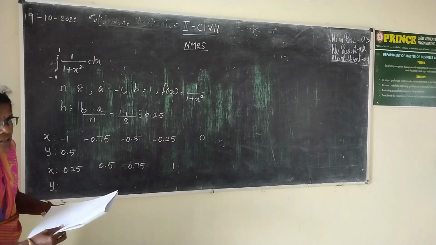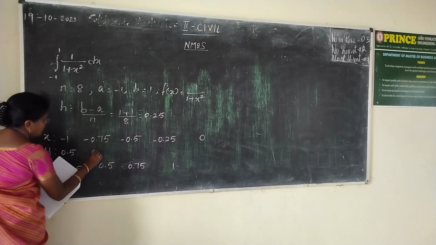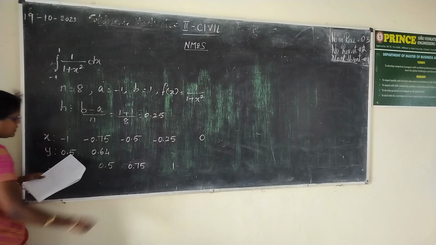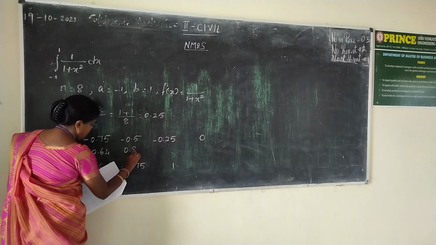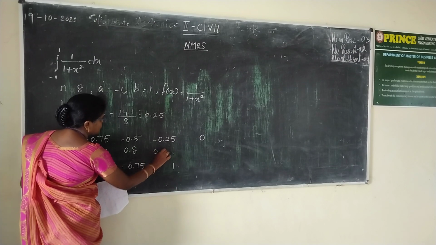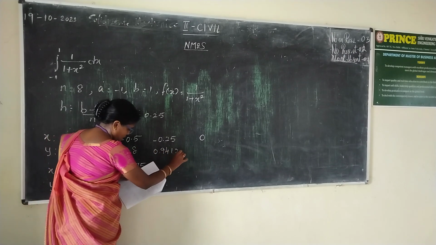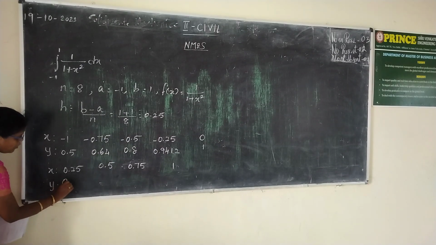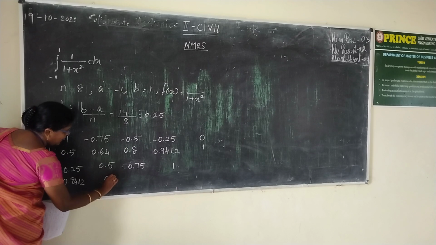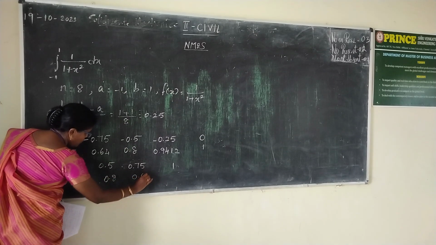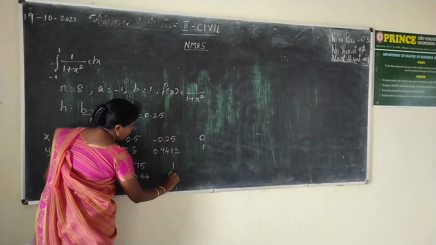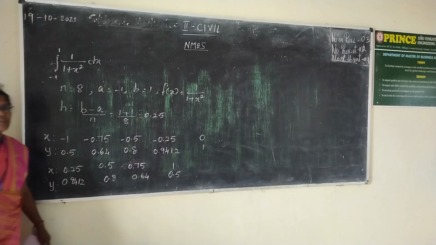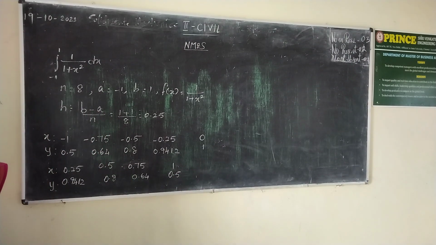Should we discuss the answer? 0.5, 0.64, 0.8, 0.9412. Then it is 1. Next value 0.9412, 0.8, 0.64, 0.5. Since we are having square, both will give us the same answer.